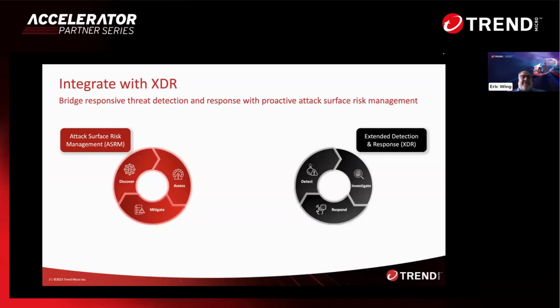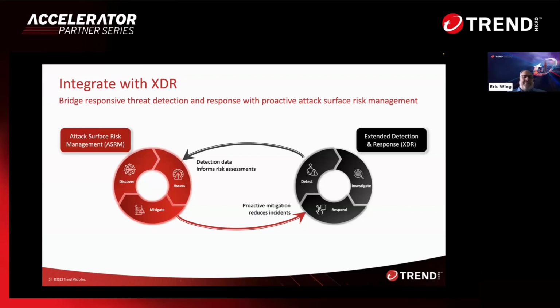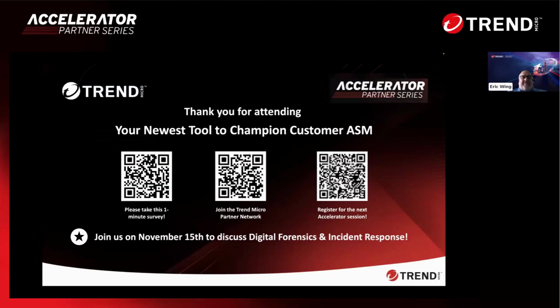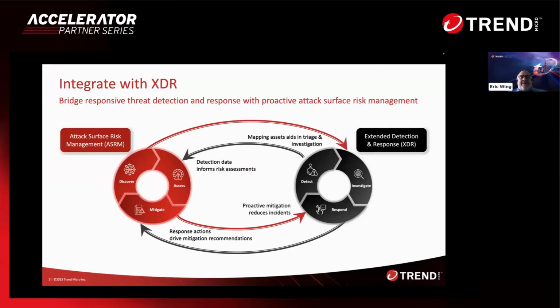ASM is fully integrated into our XDR and within our Vision One platform. It allows you to reduce incidents because you can proactively mitigate. You can see where those risks are and address them. It gives you detection, which goes back to the risk side, so as things are detected, you'll see that activity reflected in the ASM scoring and other things. Your triage and investigations are also mapped, and your responses can act on that.